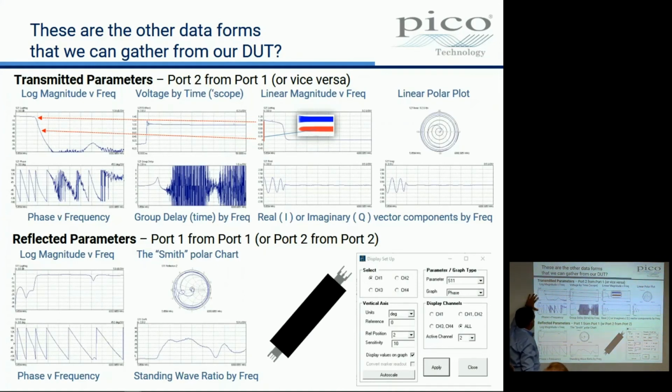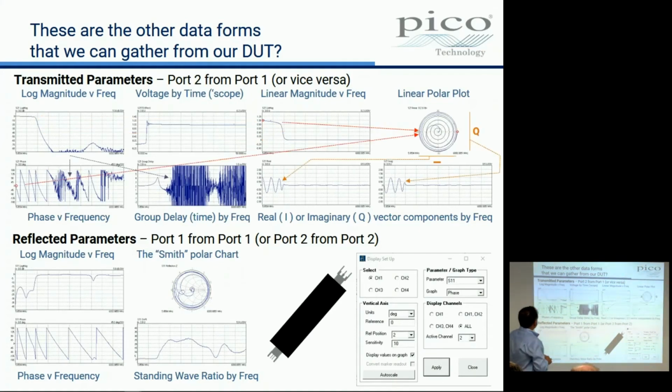All these plots in the top half, by the way, are sensible for what we call the transmitted parameters, the parameters that transmit through the DUT. And these down here relate to the reflected parameters. I'm going to change the slide and we're going to relate a couple more things. So, back to our linear one.